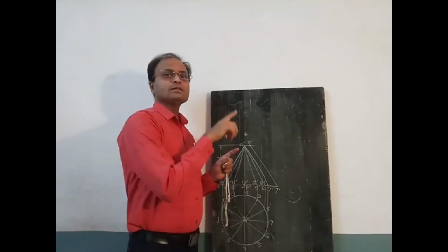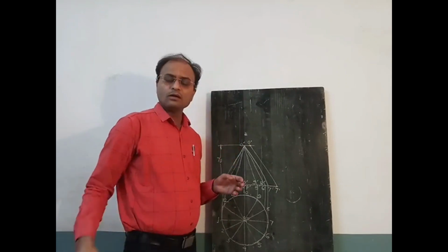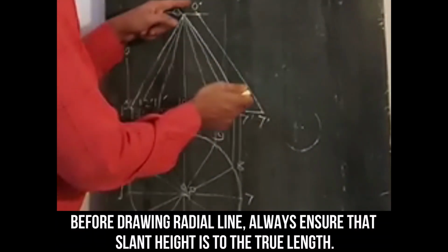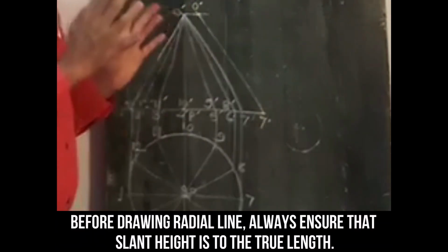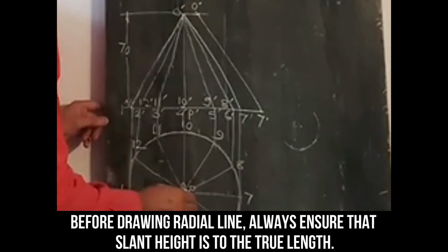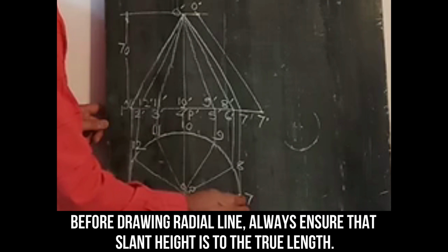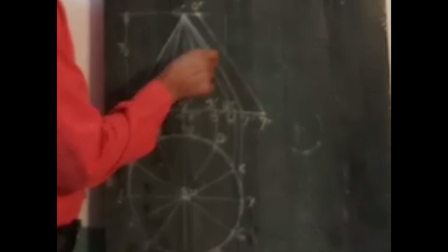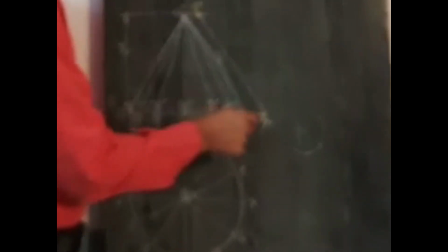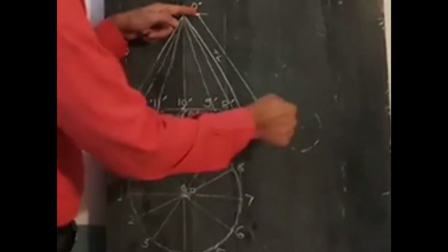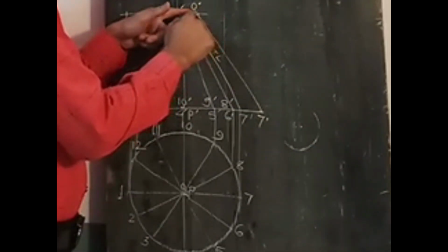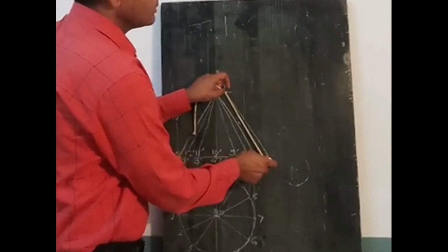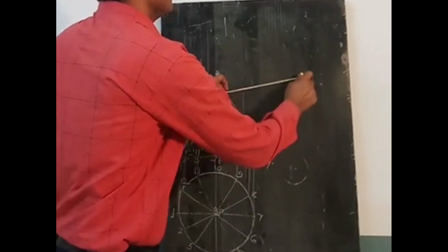In the previous session when we solved the problem on a pyramid, we ensured that the radial line we draw is always the true length. In the case of a cone, in the top view, generator O7 is parallel to XY, so O dash 7 dash indicates the true length. That's why in the case of a cone we can directly draw the radial line using O dash as center and O dash 7 dash as radius. So with O dash as center and O dash 7 dash as radius, draw one arc.